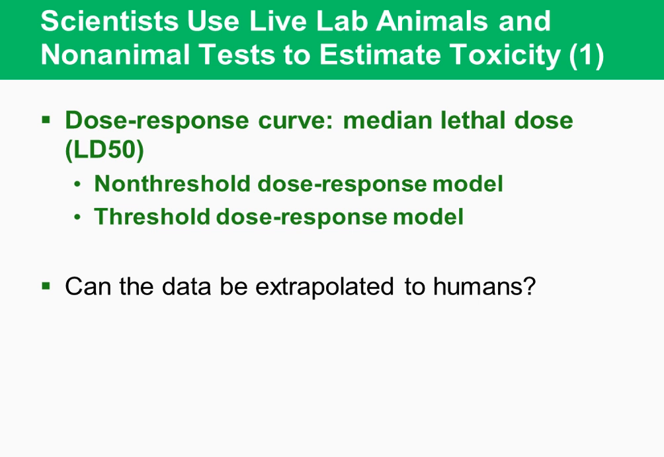There's 2 different types of models. There's a non-threshold dose response and a threshold dose response. And we're going to talk about what that is in a second. But the basics are a non-threshold dose response: you start to see effects with the first very, very small dose. A threshold dose response, you can take in a little bit and there's no effect at all. But then there's a threshold, and once you pass that threshold, you start to see effects.